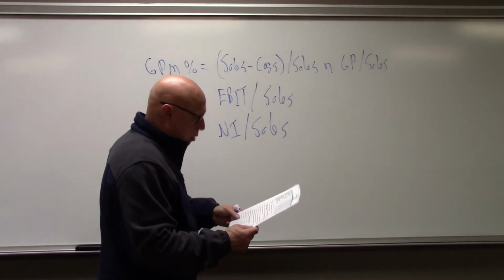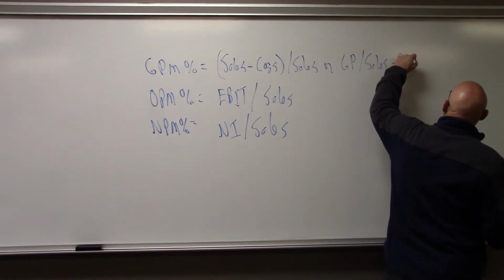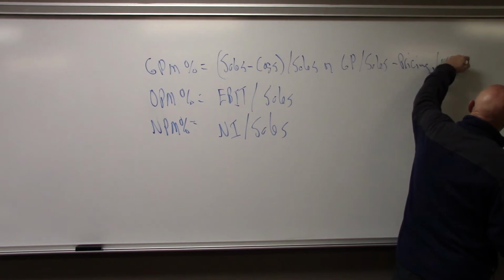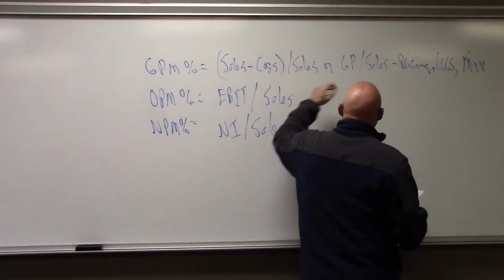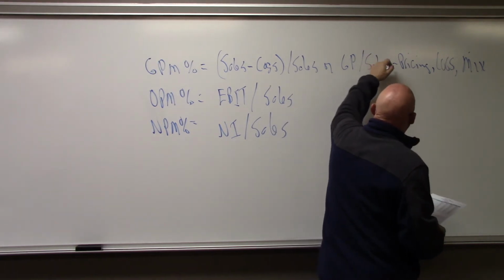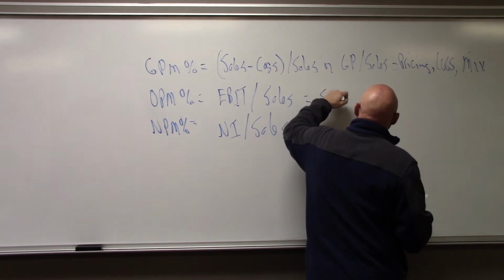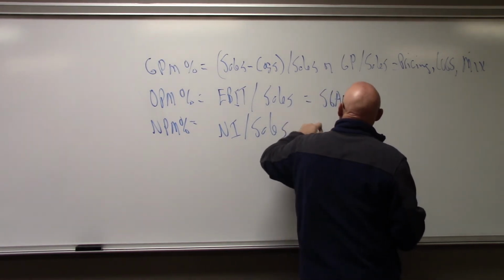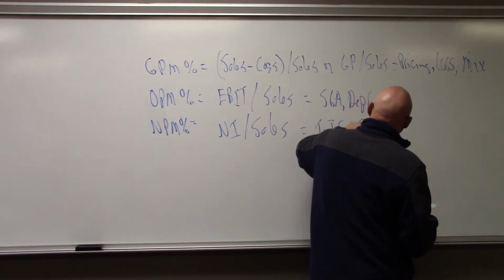Okay? So up here, you've got pricing, cost of goods sold, and mix. Here, you've got SG&A expense and depreciation. And here, you've got interest expense and your taxes.